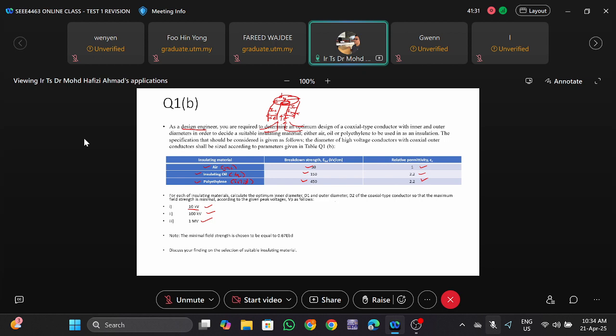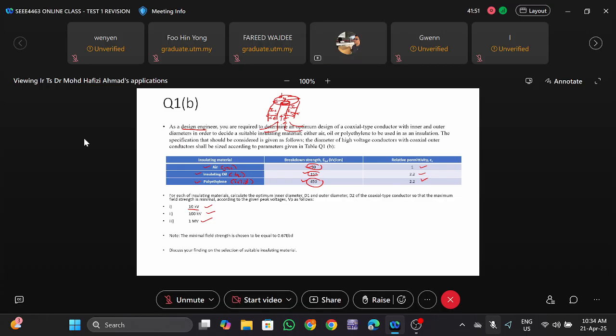So how can breakdown happen? If the electric field exceeds this value for air, or for oil, or for polyethylene, then you may need to consider the gap distance.